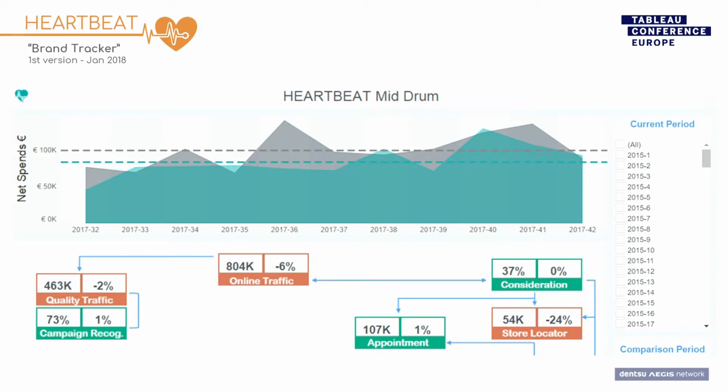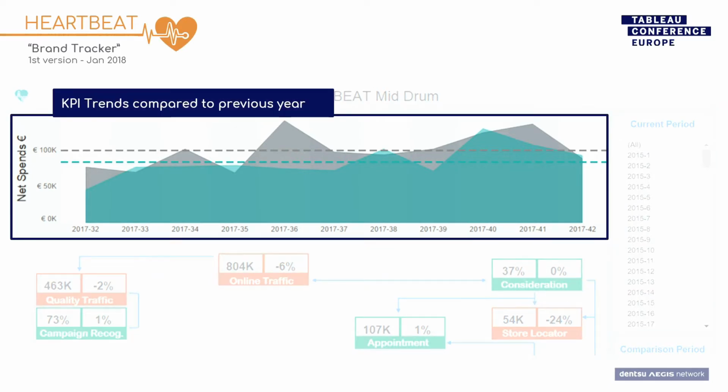So this was the first version of the heartbeat. When I joined Dentsu 1.5 years ago, this was the version that we had. I'm not very proud of it. It doesn't look very nice. But it was already quite good because we had some KPI trends compared to the previous year. So the gray area was the previous year, and the green area, for some people it's going to be blue, was just the current year.